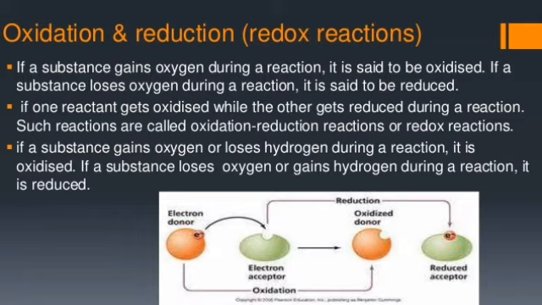If one reactant gets oxidized while the other gets reduced during a reaction, such a type of reaction is known as a redox reaction. That is, oxidation as well as reduction takes place simultaneously. If a substance gains oxygen or loses hydrogen during the reaction, it is oxidized, while if the substance gains hydrogen or loses oxygen, it is known as reduction. Also, when a substance loses electrons, it is said to be oxidized, and when it gains electrons, it is said to be reduced. So such reactions are also known as redox reactions.